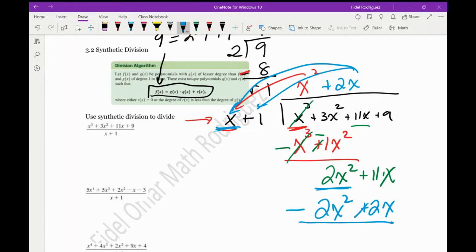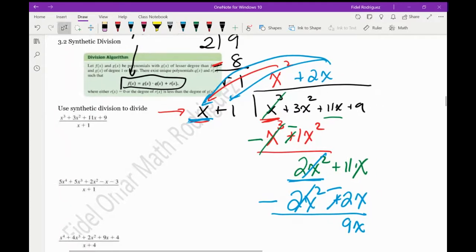And then we say, oh, look, we got to subtract that. So these guys are going to cancel out. And 11x minus 2x would give me a 9x. And then I got to bring down my plus 9, okay?